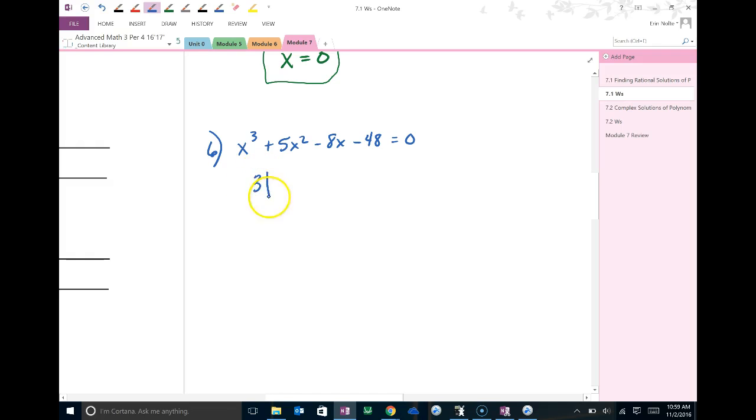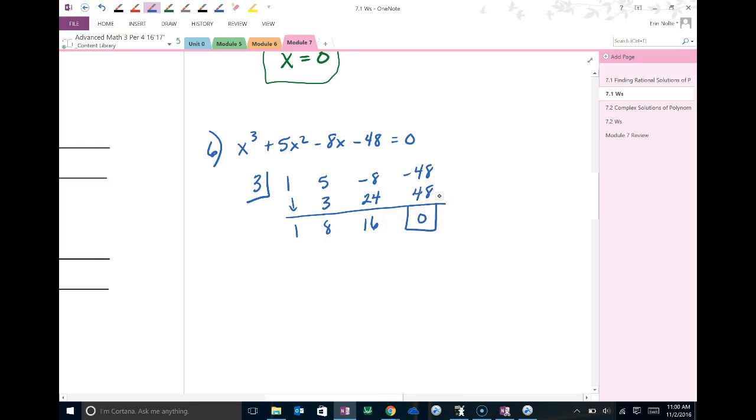Okay, so 3 goes into the box. What are the numbers that follow? 1, 5, -8, -48. Okay, so I drop the 1. 1 times 3? 3. 5 plus 3? 8 times 3? 24. -8 plus 24? 16 times 3. Negative 48 plus 48.